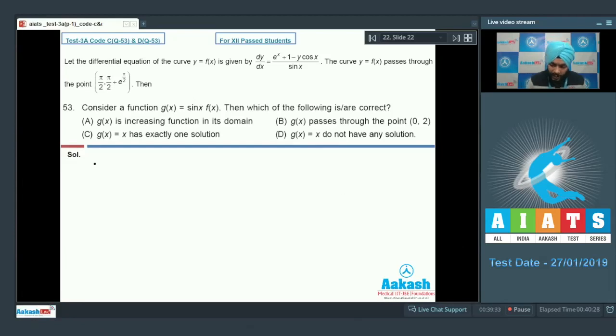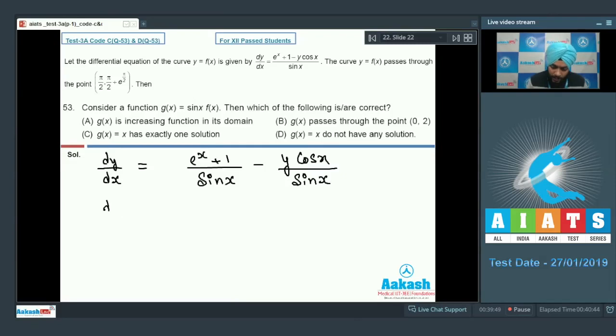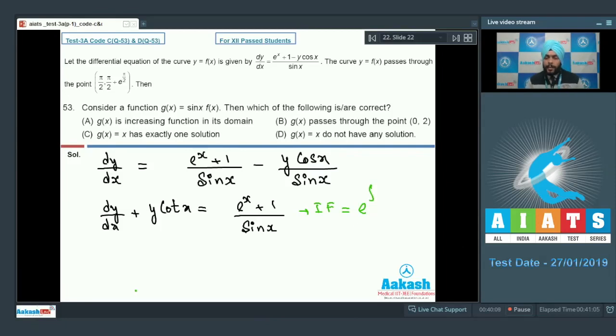So dy/dx is equal to (e^x + 1)/sin x minus y cos x/sin x. So it is a linear differential equation, clearly visible. dy/dx plus y cot x is equal to (e^x + 1)/sin x. So the integrating factor of this particular differential equation is e raised to the power integral p dx. Integral p dx is integral cot x dx. So that is e raised to power ln sin x, and that is ultimately sin x. So integrating factor is sin x only.